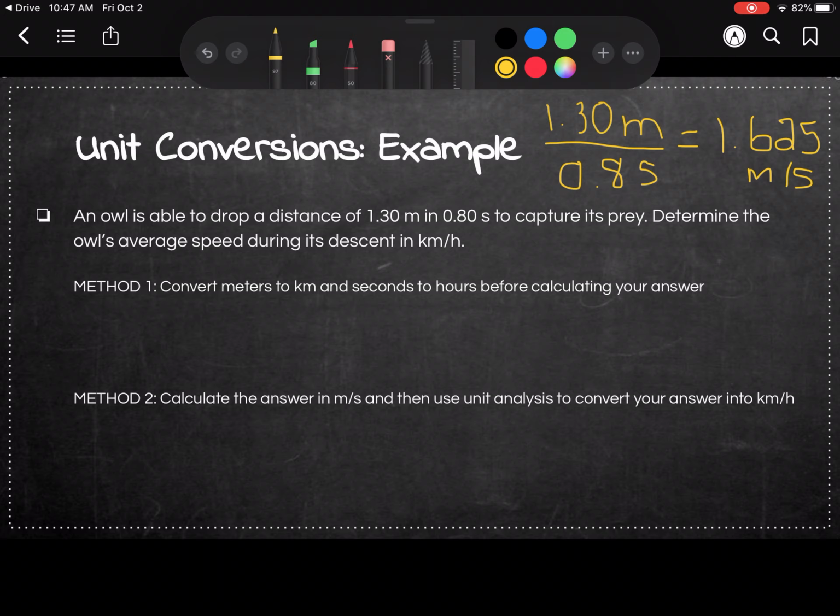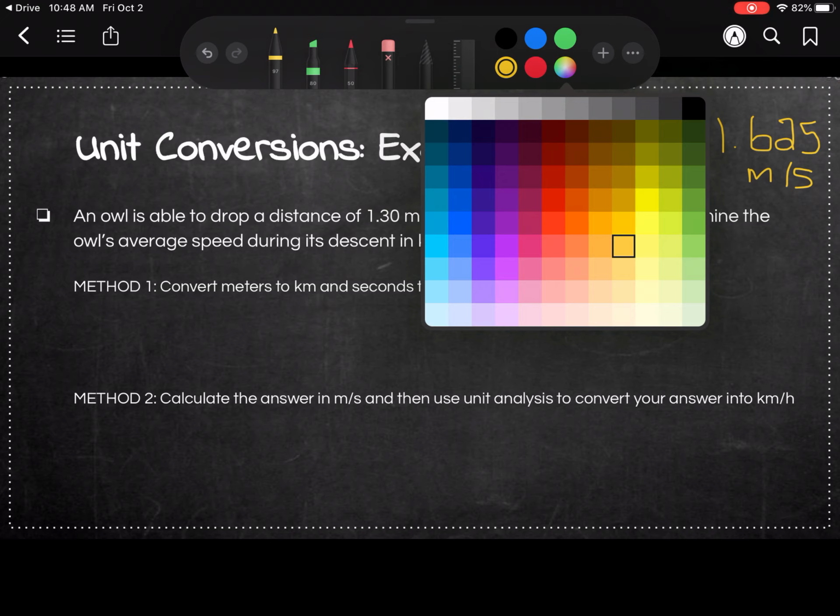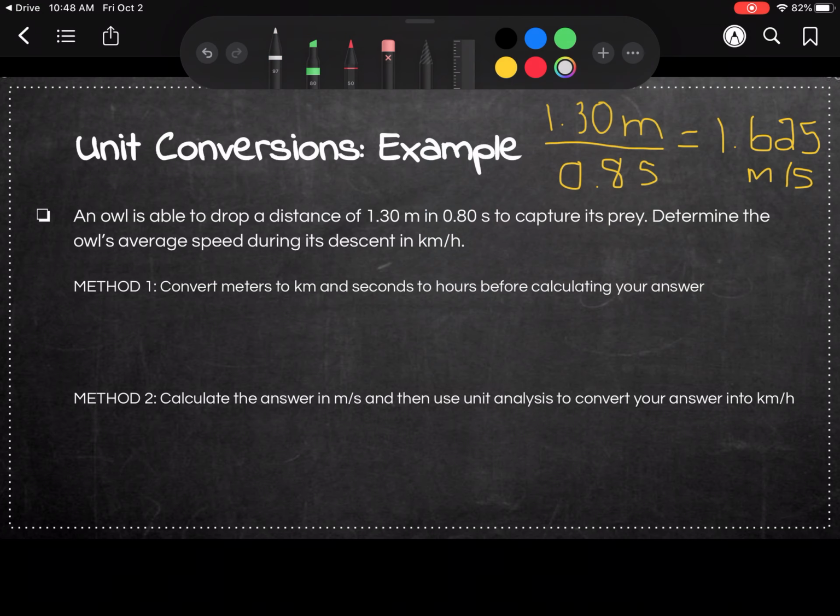So let's convert these. They're giving us two methods that we're going to use. The first method is converting meters to kilometers and seconds to hours before calculating your answer. This way of doing it is a little bit longer, but it's whatever you can see in your head. So we'll start out with 1.30 meters, and we're going to change that into kilometers.